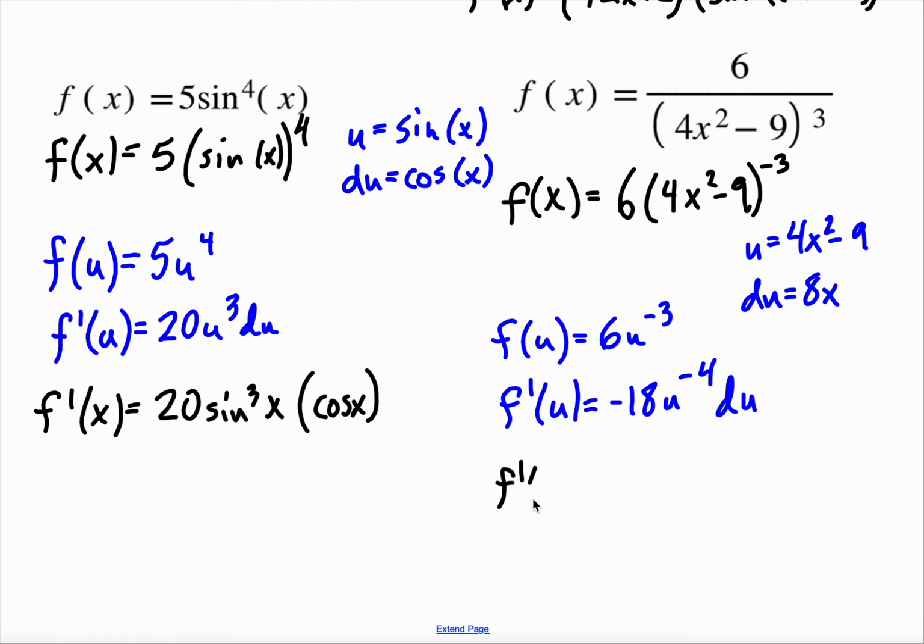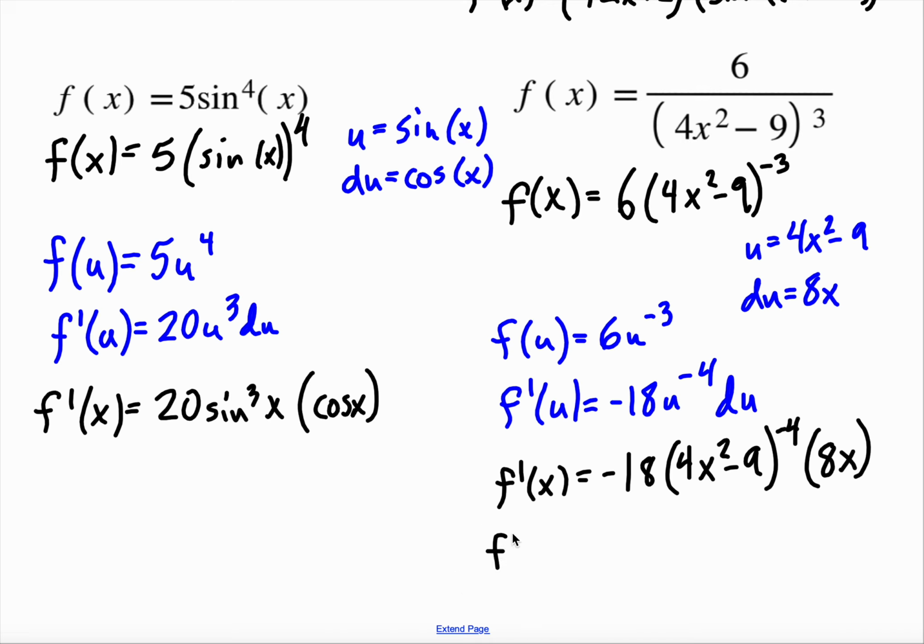So we're going to get f prime of x equals negative 18 times 4x squared minus 9 to the negative 4. And then our du is 8x. So if we have 18 times 8, what would that give us? That would give us negative 144. Let me think about that and make sure. Yeah. So we could rewrite this as negative 144x.